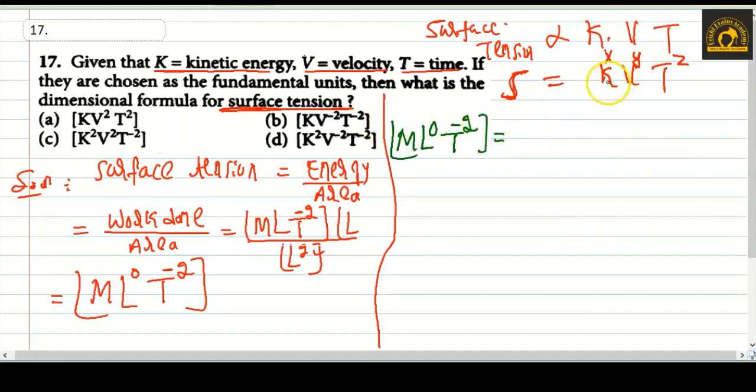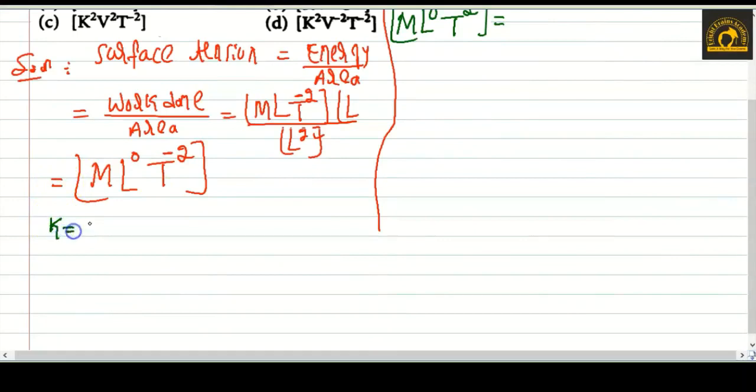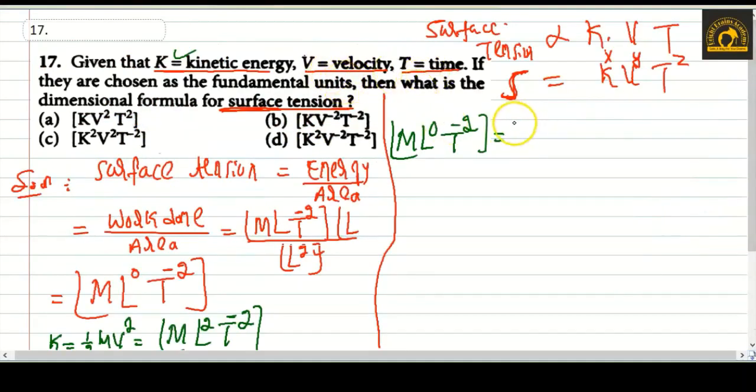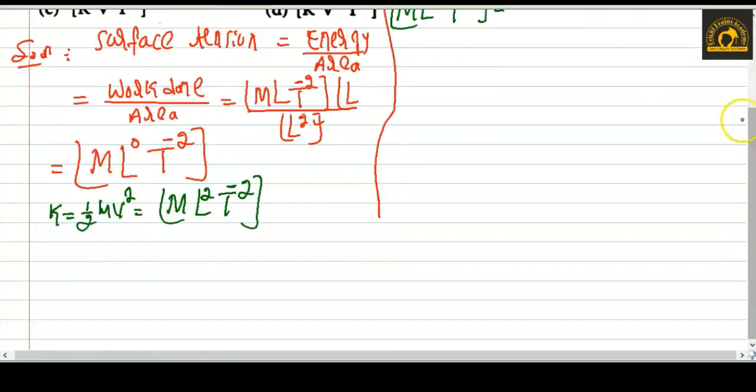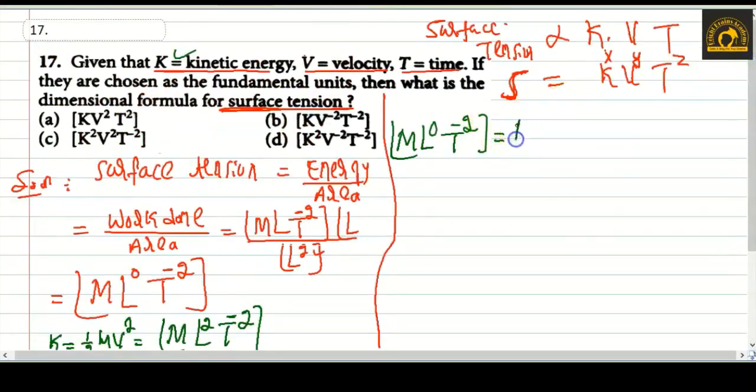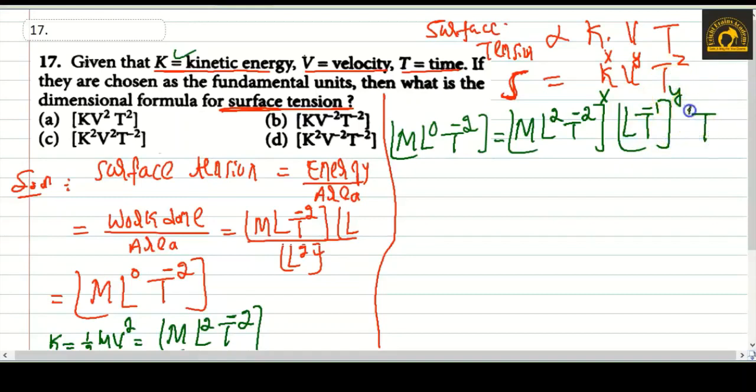That is equal to K. K means kinetic energy. So what is the dimensional formula for kinetic energy? The kinetic energy is equal to half m v square. So the dimensional formula is M L2 T minus 2. That is the dimensional formula for kinetic energy, M1 L2 T minus 2, and its power is x. Velocity is L T minus 1, that is the dimensional formula, and its power is y. So T to the power of what?